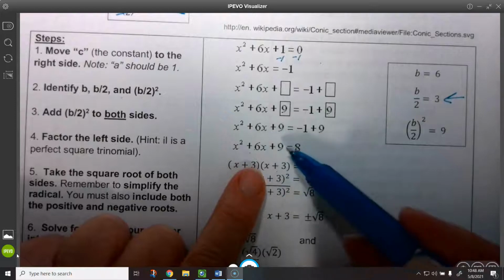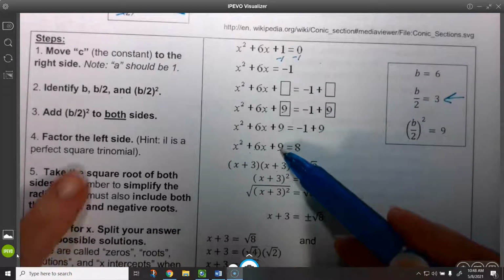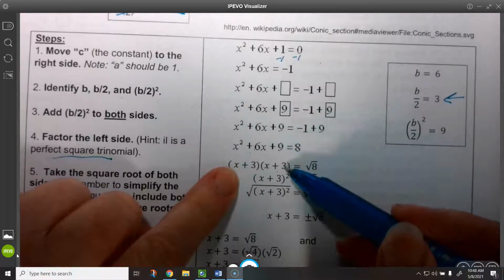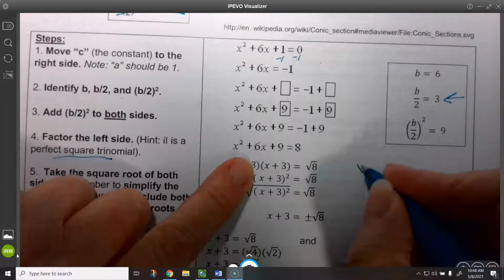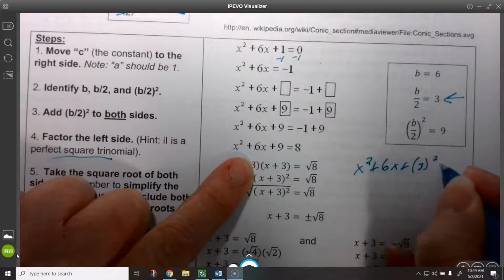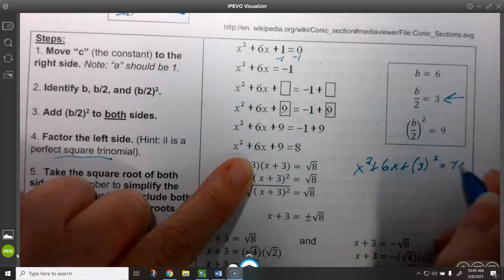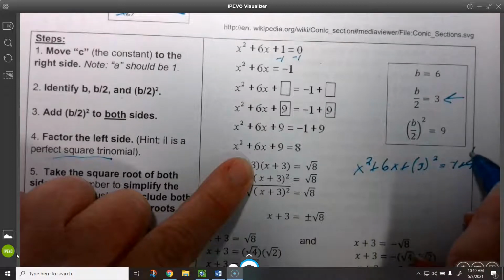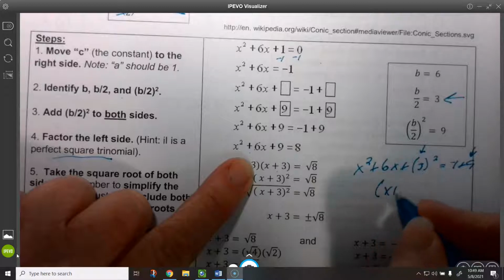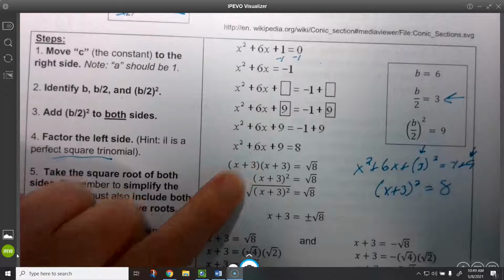Now we're going to factor this, but we don't really factor it, because it's a perfect square trinomial. We're going to take the square root of the first and the square root of the last. The way you'll see me write it is x squared plus 6x plus 3 squared, equal to negative 1 plus 9. I square it here, but I don't here. The reason is because I'm going to take the square root of it. x plus 3 quantity squared.